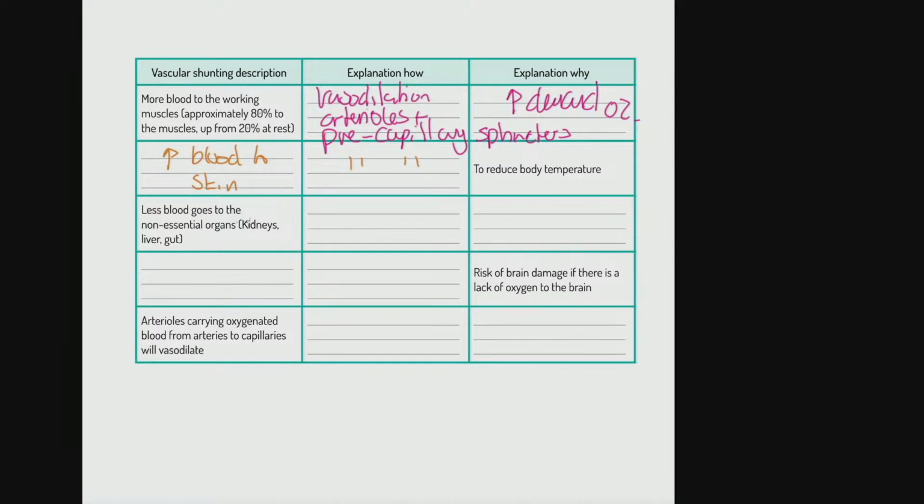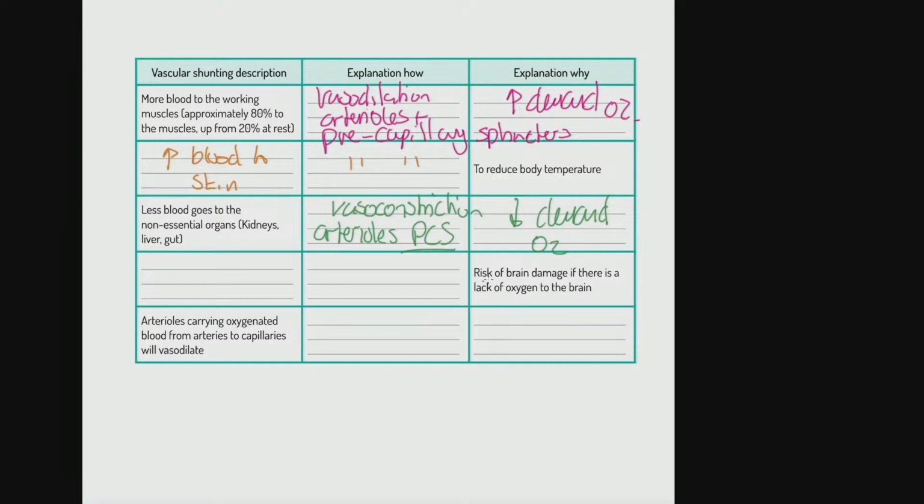What about here? Less blood goes to non-essential organs such as the liver. How does that happen? Well, that's going to happen through vasoconstriction, and I'm going to say arterioles, and if you don't mind me putting it this way, PCS for pre-capillary sphincters. That is because there is a decreased demand, relatively speaking, for oxygen. Yeah, the kidneys are still demanding oxygenated blood, but it's deemed that the muscles are more important at this particular point. Obviously, remember that we've got more blood going there in total.